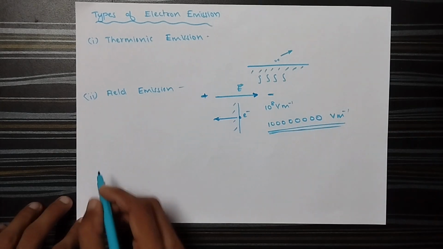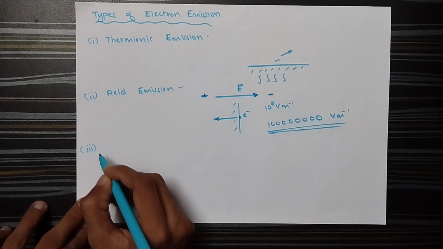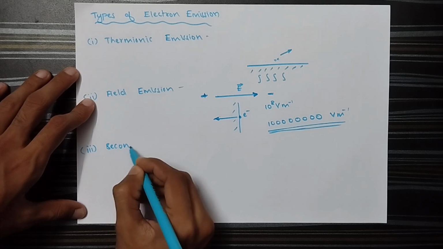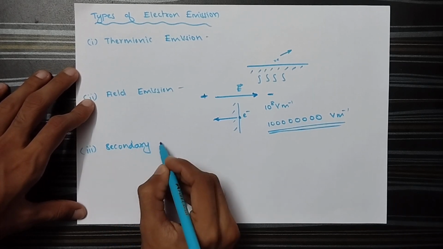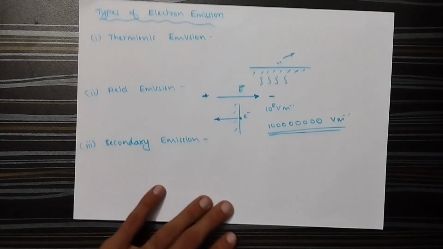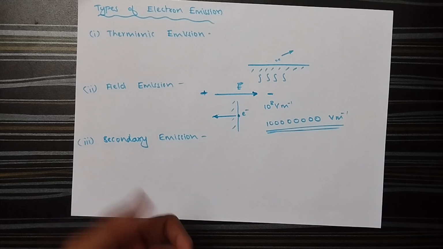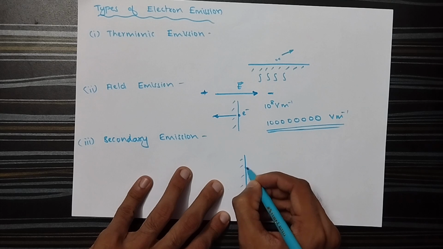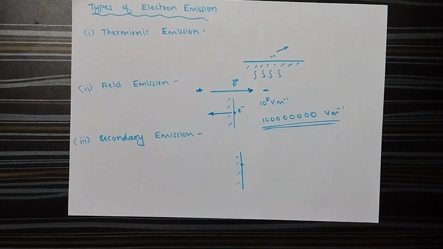The third type of electron emission is secondary emission. It involves an external force, but we use electrons to bounce off the electrons from the surface. I'll tell you how. The definition is: secondary emission is when a material releases secondary particles such as electrons when bombarded by high energy primary particles like electrons.